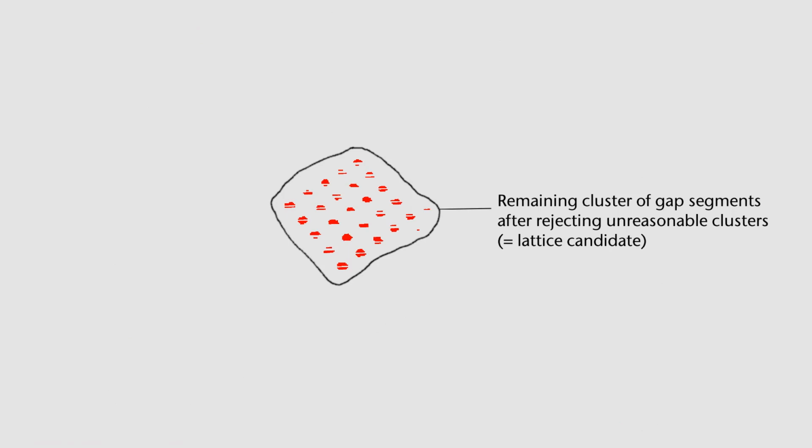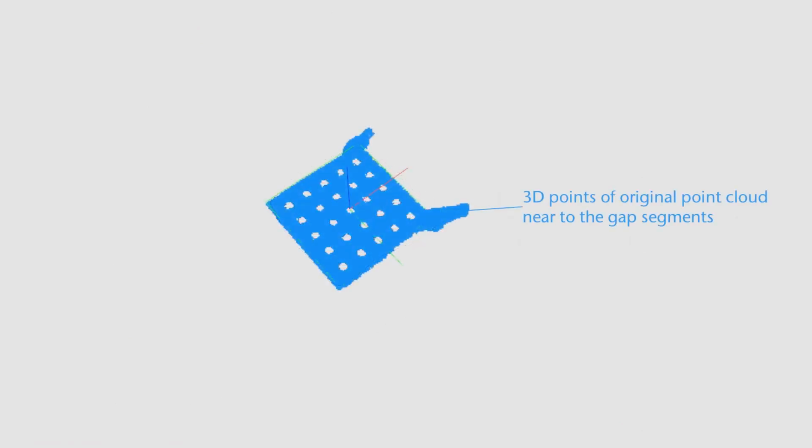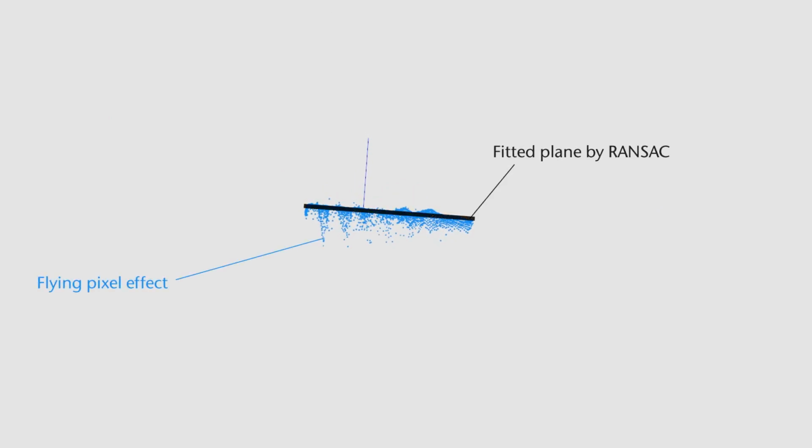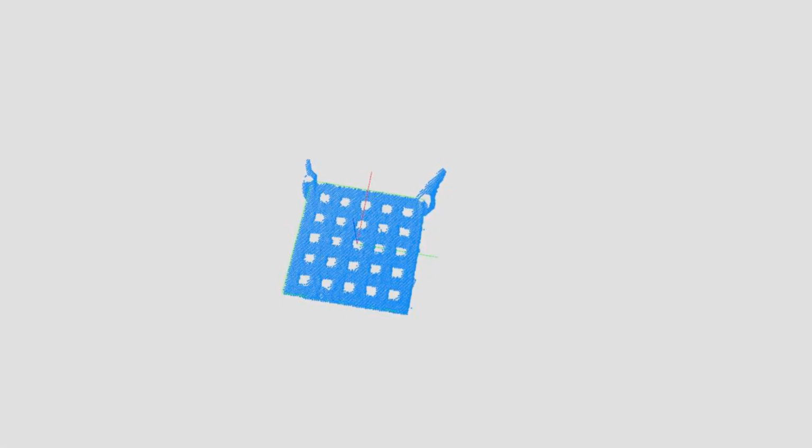For every lattice candidate, we determine all 3D points that could belong to the lattice based on their proximity to the gap segments. To filter out noise, for example due to the flying pixel effect, we use RANSAC to fit a plane into those points and remove outliers. In these filtered 3D points, we now detect hole centers more or less based on segmentation.